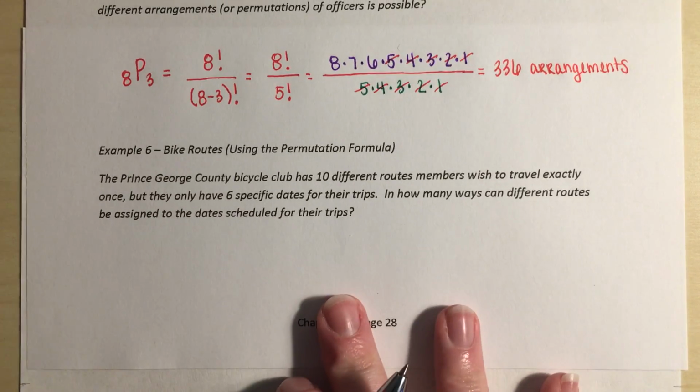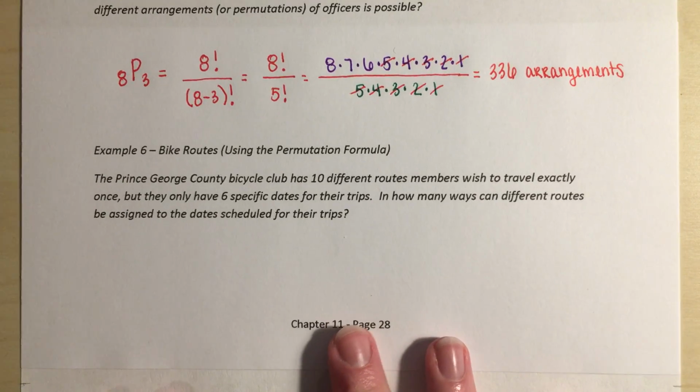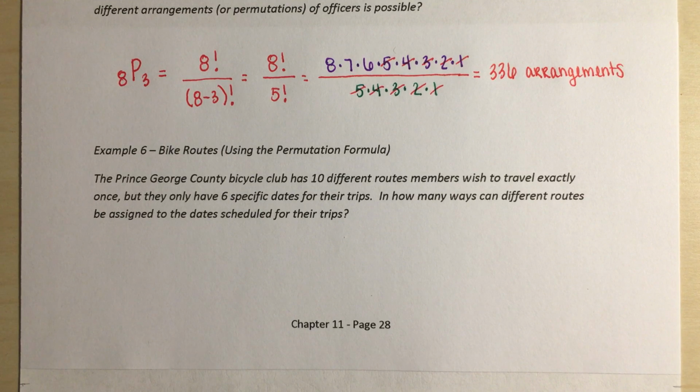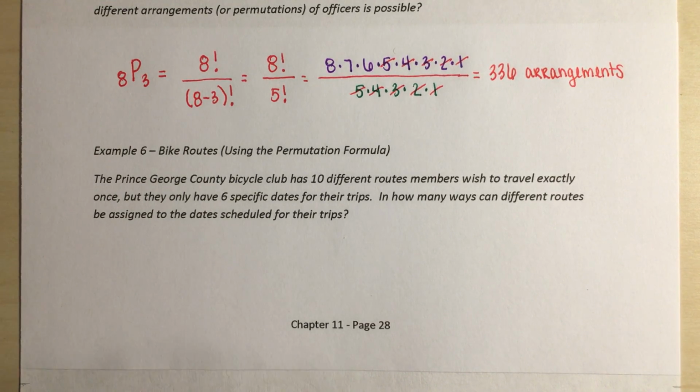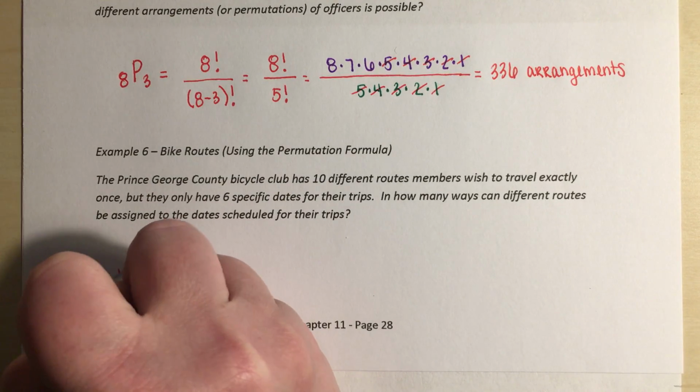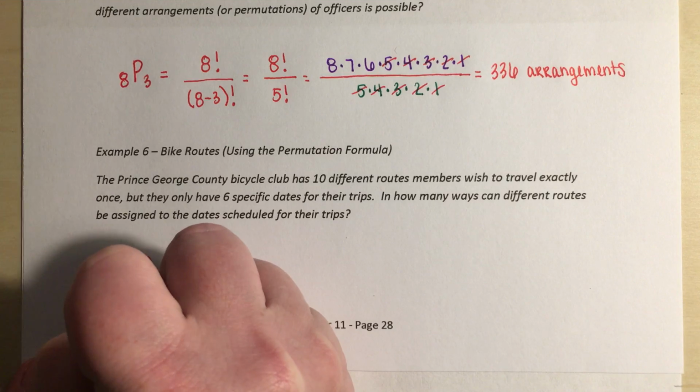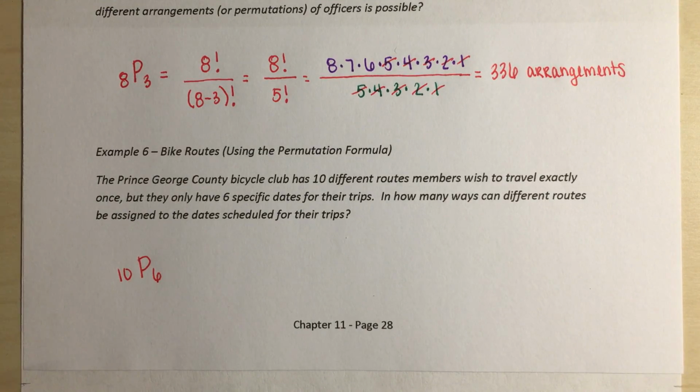Right, let's work through one more using our permutation formula. The Prince George County Bicycle Club has 10 different routes members wish to travel exactly once, but they only have 6 specific dates for their trips. In how many ways can different routes be assigned to the dates scheduled for their trips? So we have 10 different routes and 6 different trips that are being chosen.